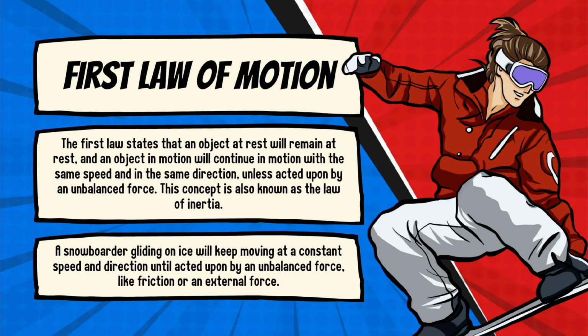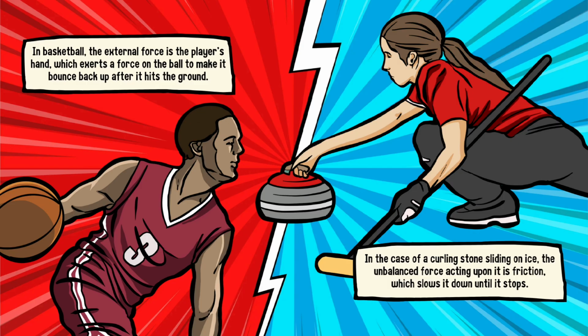First law of motion. The first law says that an object at rest will remain at rest and an object in motion will continue in motion with the same speed and in the same direction unless acted upon by an unbalanced force. This concept is also known as the law of inertia. Example: a snowboarder gliding on ice will keep moving at a constant speed and direction until acted upon by an unbalanced force, like friction or an external force.